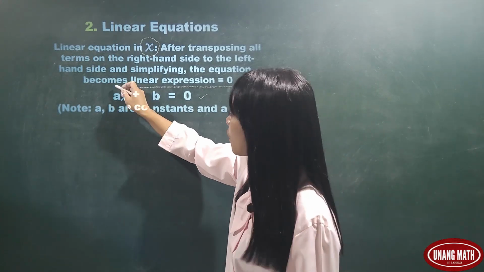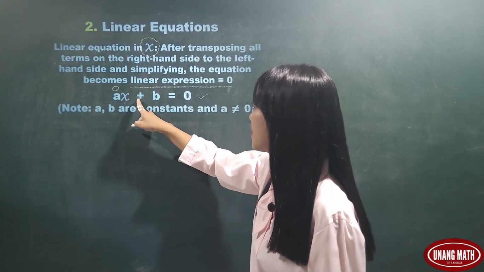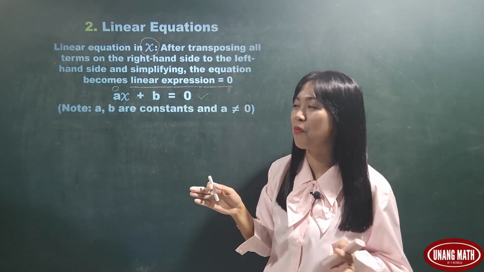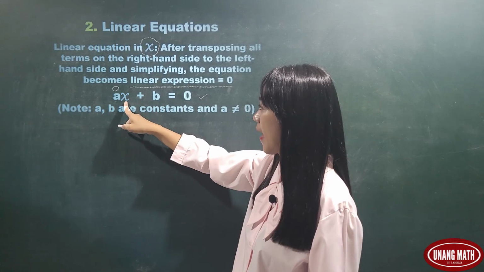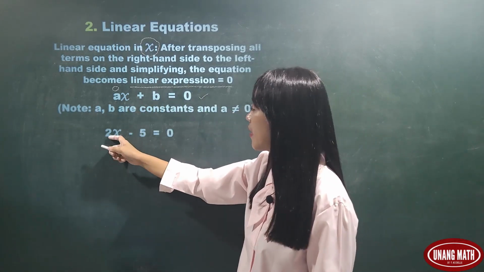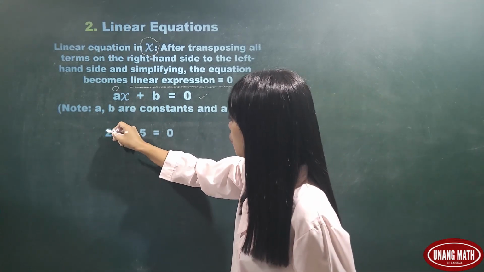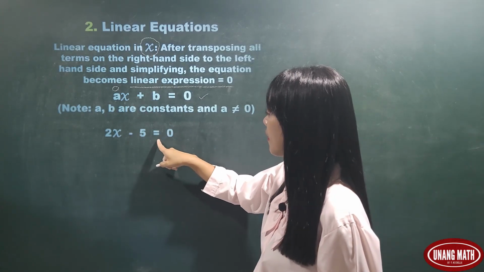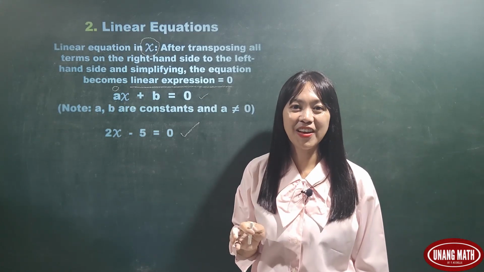If a is equal to 0, 0 times any number, the answer is 0. So we just have b is equal to 0. So this is not a linear equation anymore. So a, or the coefficient of variable x, must not be equal to 0. Okay, example, 2x minus 5 equals 0. A is 2, x is the variable, b is negative 5, and this is equal to 0. So this is a linear equation.